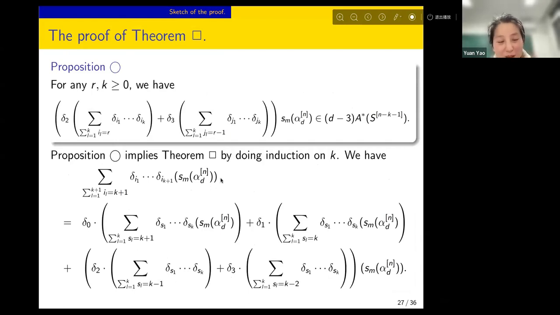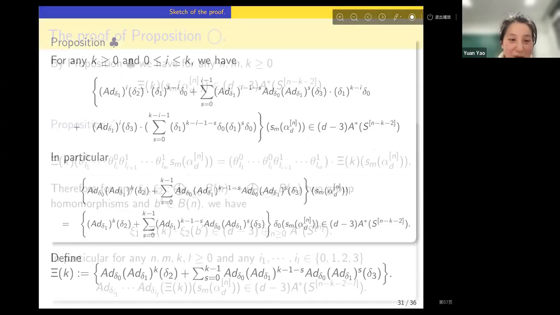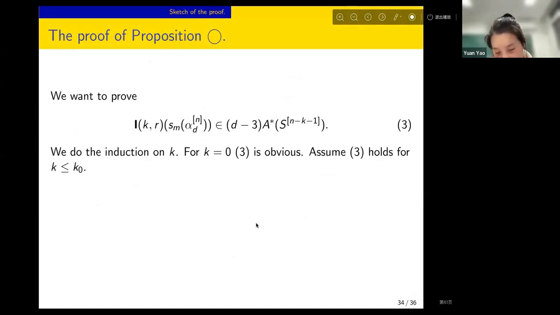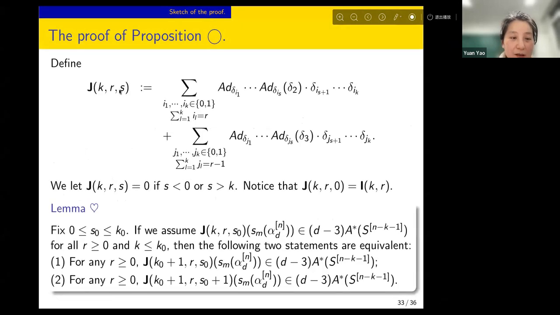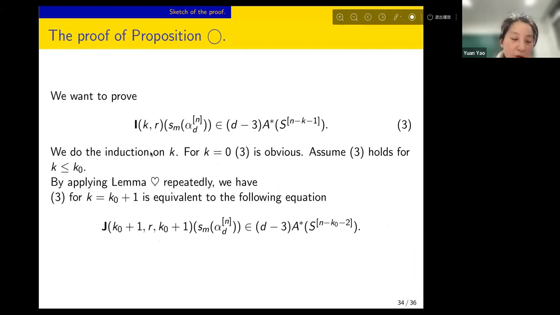So now we have changed our aim again and again, right? Finally, we can prove the statement on J_KRS directly, not very exactly directly. That's what we want to prove. So we do induction on K. Now we have J_KRS, so there are three variables, and when s equals 0 it is I_KR. For K, we do the induction on K. K equals 0 is obvious, and if you want to, you can check; it's easy to check.